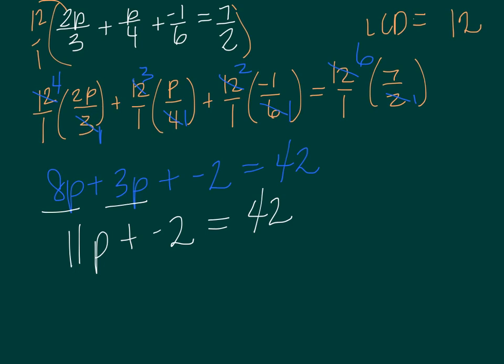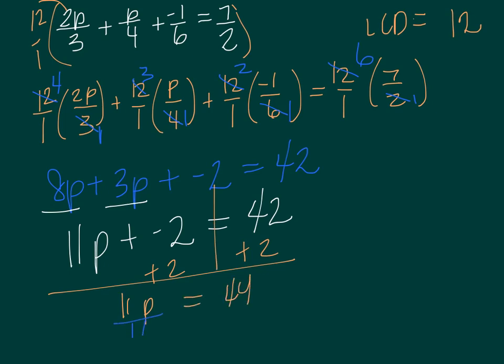Alright, I'm going to add 2 to both sides, and I get 11p equals 44. I'm going to divide by 11, so p equals 4. And again, you can check your answer.